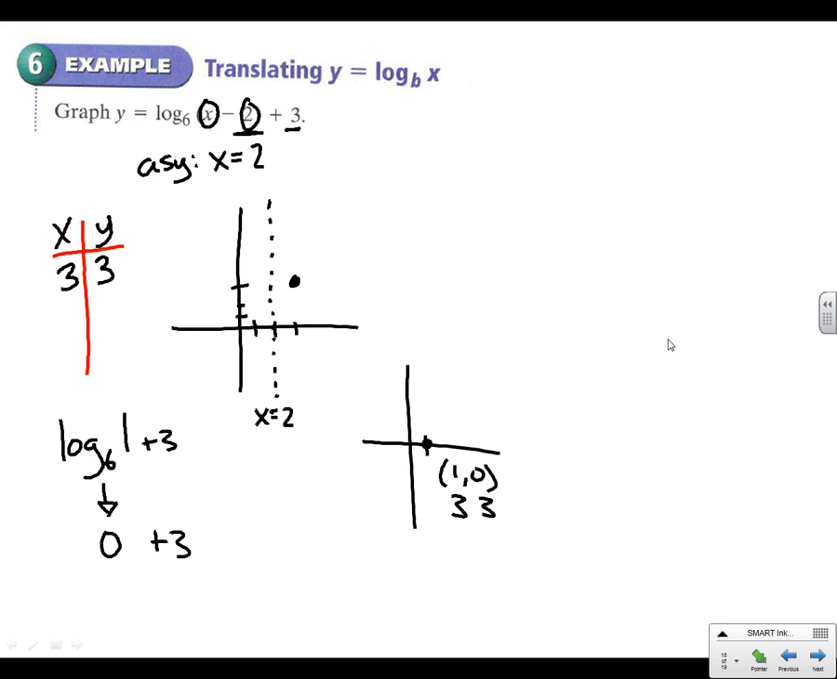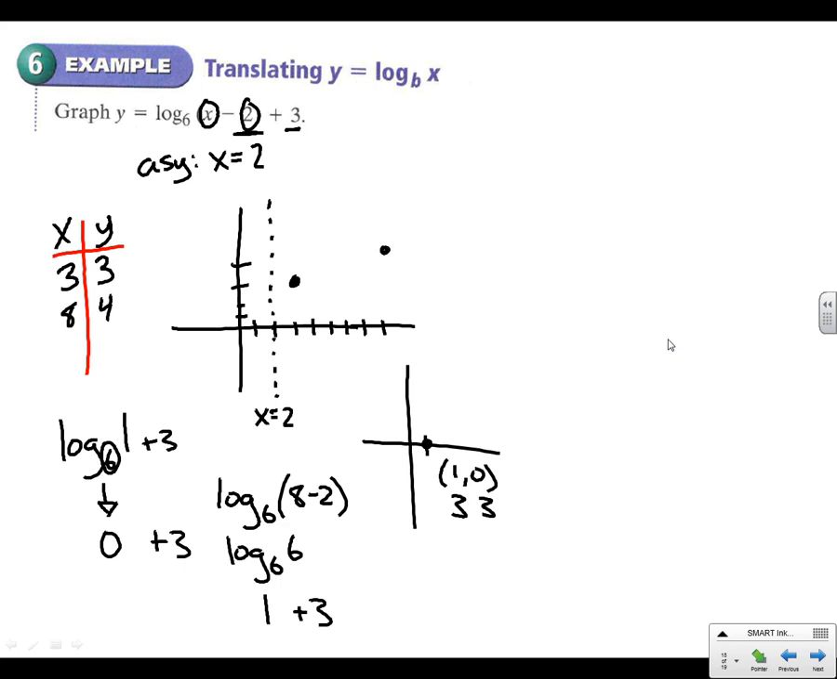All right, the next thing you're going to do is, what number would you plug in for x so that if you subtracted 2, you got 6? Because we want this to be 6 to the 1. So log base 6 of, if you pick 8, 8 minus 2, log base 6 of 6 is just 1, and then we can add 3. 1 plus 3 is 4. So (8, 4).